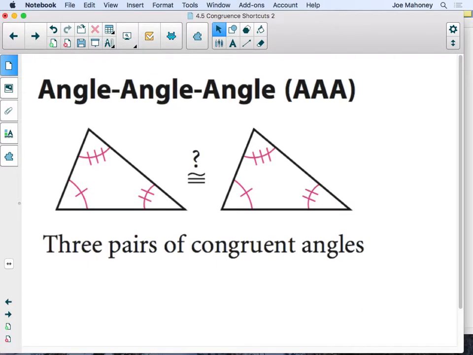And our third one is angle, angle, angle. And we'll see if that produces congruent triangles. So again, we're going to go to Geometry Sketchpad to check this out.